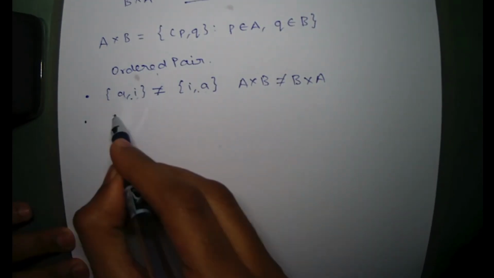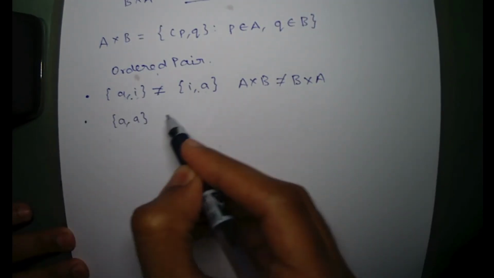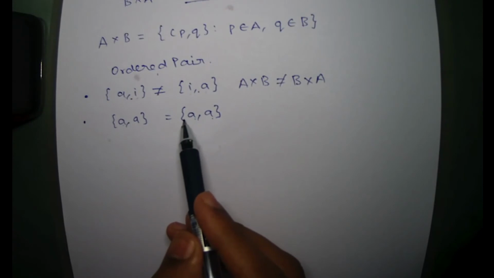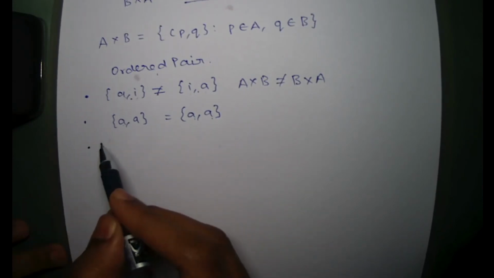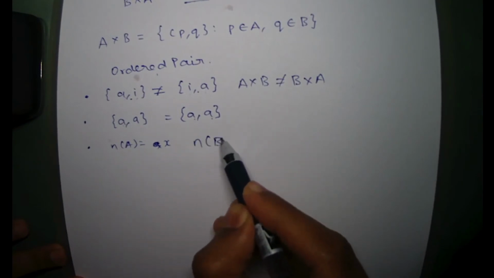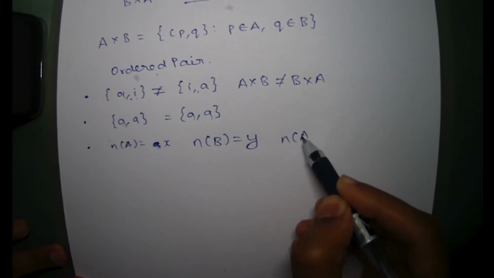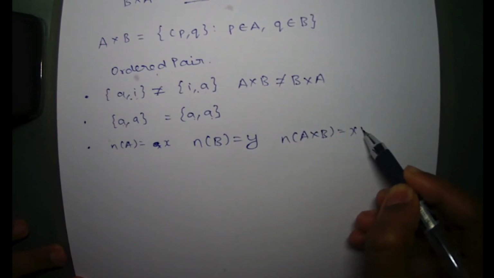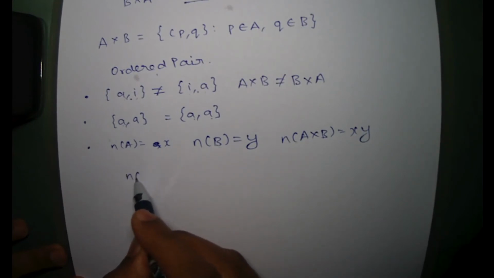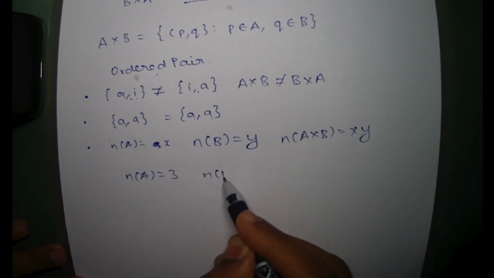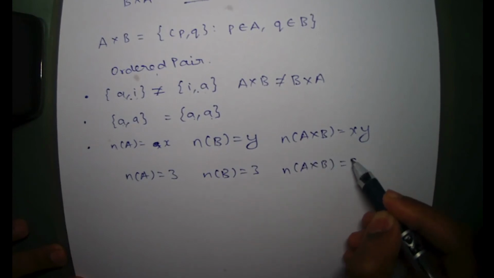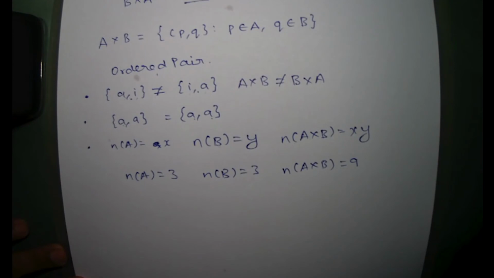The second point is that ordered pairs can be equal only if both the terms inside them are equal. You see both the terms in this are A, so only in this case is the ordered pair equal. The third point is, let's say the number of terms in set A is X and the number of terms in set B is Y, so the number of terms in A into B will be XY. We saw in the previous example, set A had 3 terms, set B had 3 terms, so the number of terms in A into B was 9. This is an example for the above point.